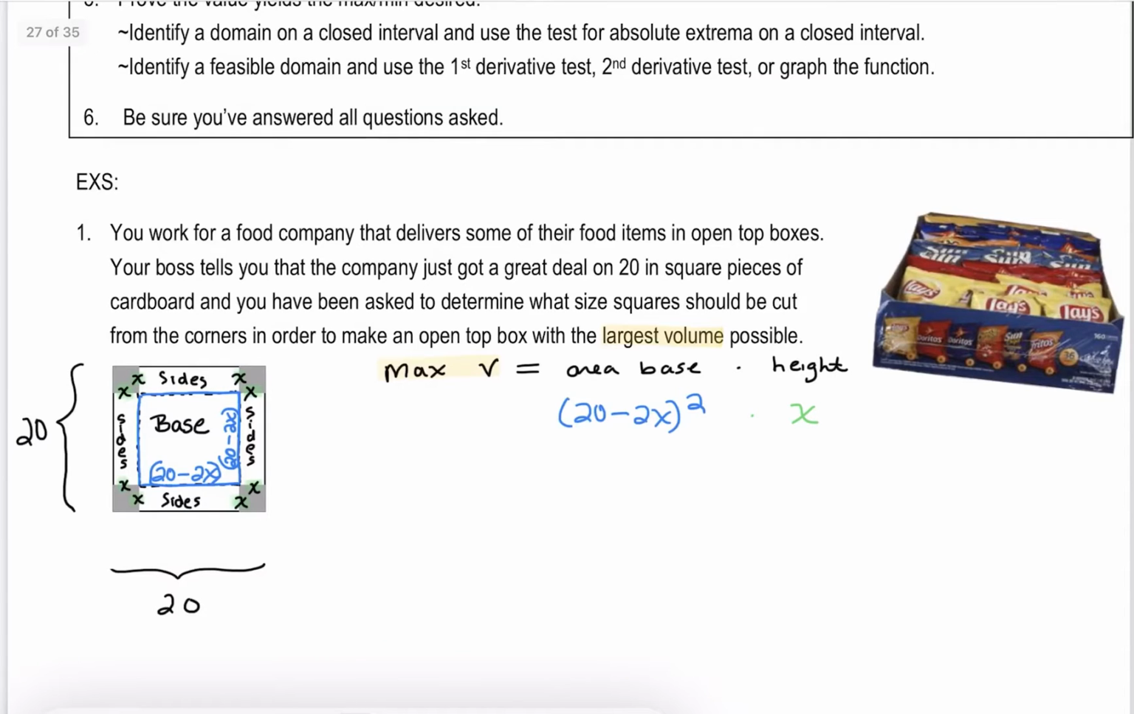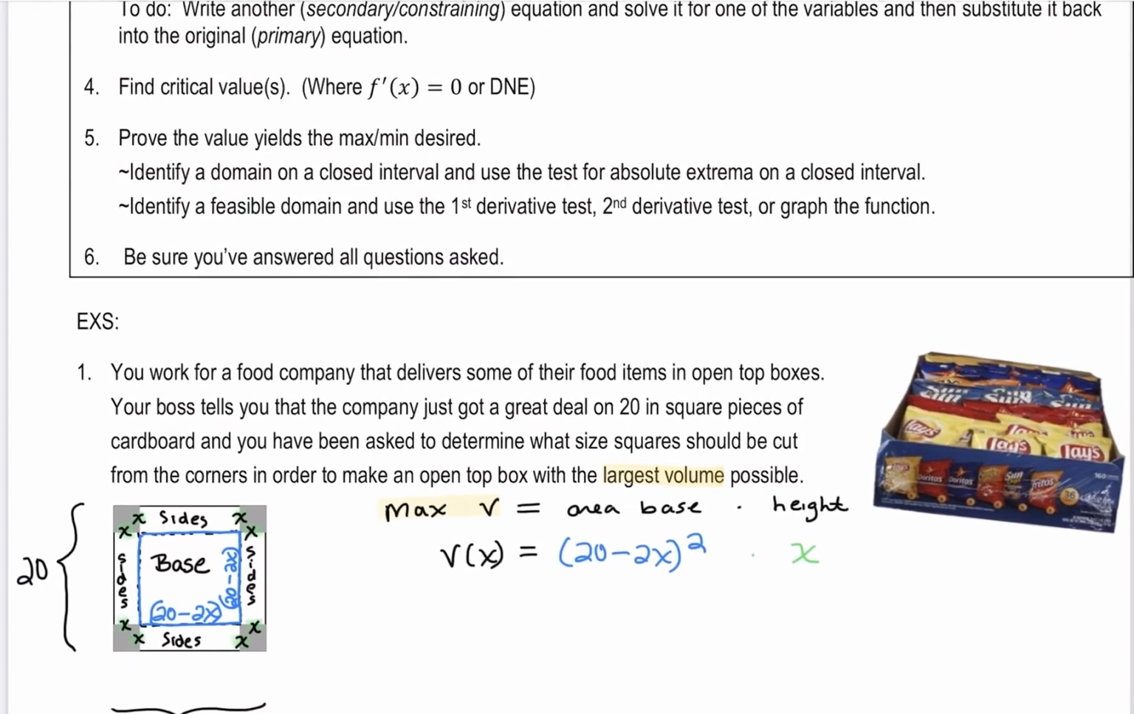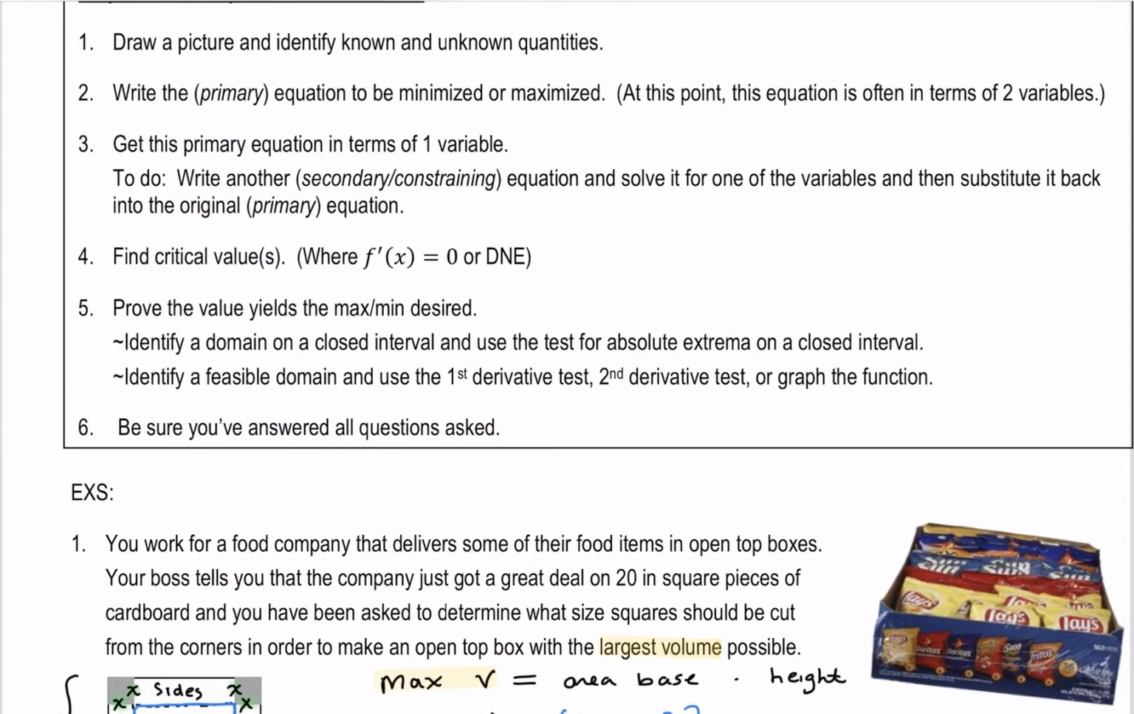So in this first example that we're doing, if you look up above in your notes and you look at step 2, we've written the equation to be maximized. And it says at this point, this equation is often in terms of two variables. Well, guess what? In our first example, it's not. It's already in terms of one variable. So we don't need to worry about step 3 in our first example.